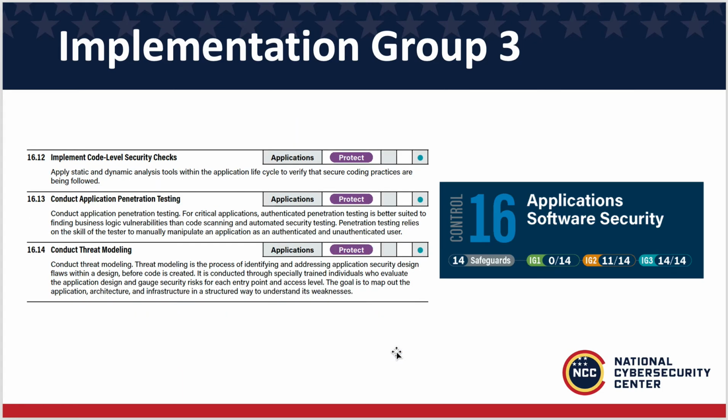And then IG3 here: code level security checks, pen testing, and threat modeling. Obviously more advanced controls or safeguards, but you're going to want to tackle IG2 first here.